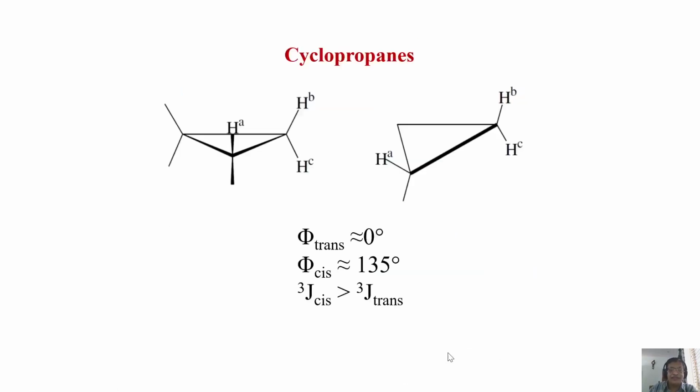Cyclopropane is another example, a classic case in which cis coupling is larger than trans coupling. When trans, phi is approximately 0 degrees. It is a cis conformation when phi is approximately 135 degrees. If you now find the J coupling, and the cis J is quite large, then you know what the angle is. So very easily you can approximately get, from the coupling strength, whether it is cis or trans, and you can get the angle.